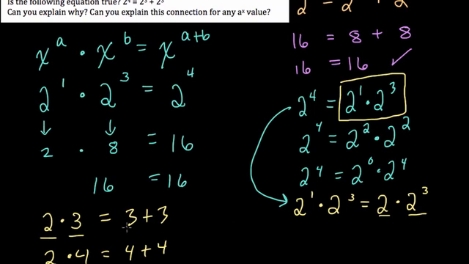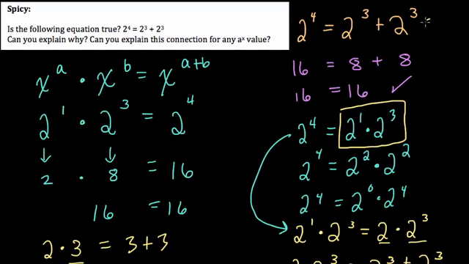So instead of 3 plus 3 or 4 plus 4, I'm just going to say that 2 times 2 to the third, that's like two groups of 2 to the third. So 2 to the third plus 2 to the third, just following that pattern here. And look at that. That's exactly what we started with up here, right?